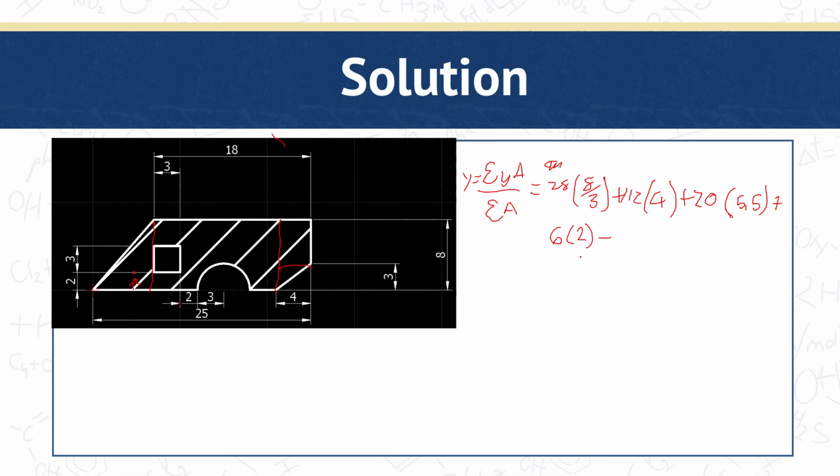Then now we have to subtract for your square, which we know has an area of 9, and its distance would be 1.5 plus 2 is equal to 3.5, minus your area of your circle, which is 9.